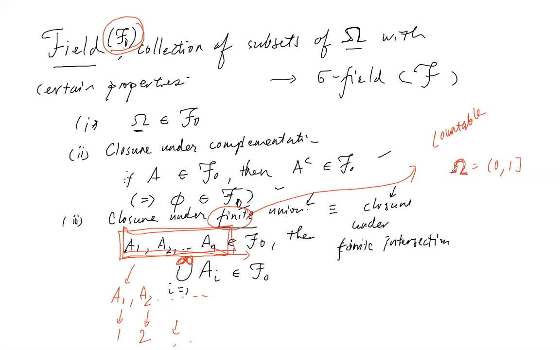Can somebody explain why we need to have a sigma field? If you don't use a sigma field and extend from finite union to countable union, then you are going to have trouble when your omega is 0, 1. What sort of trouble? Anybody?